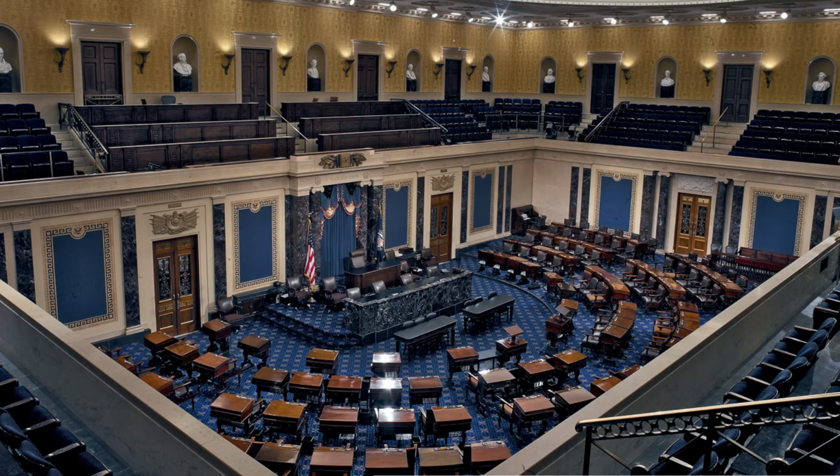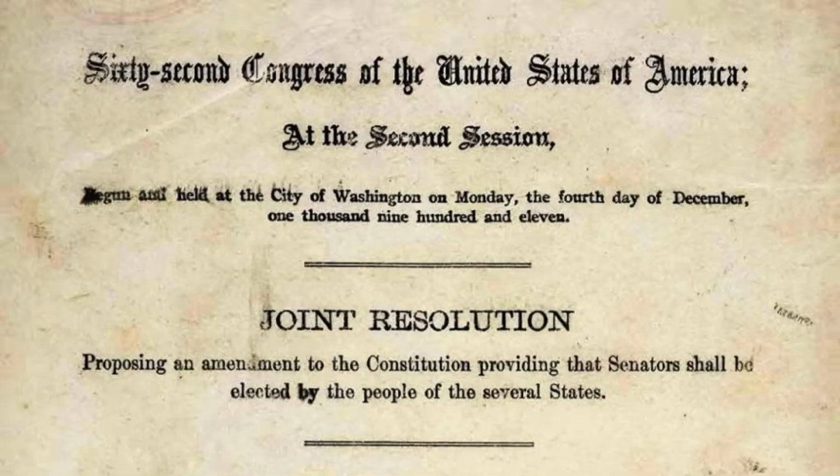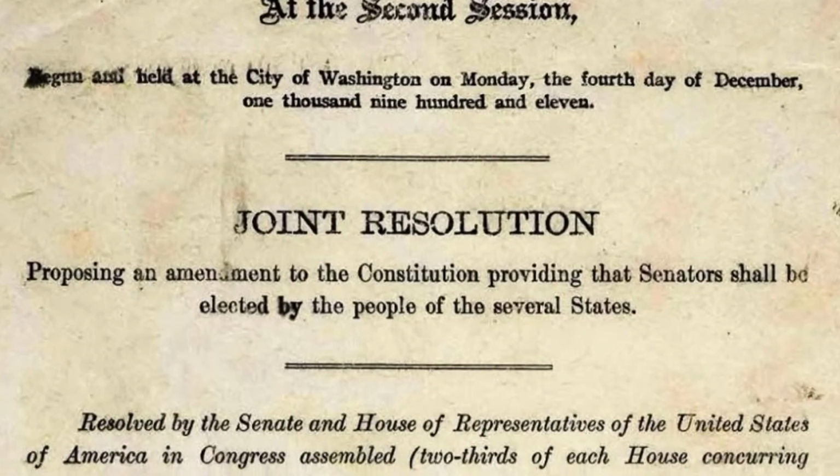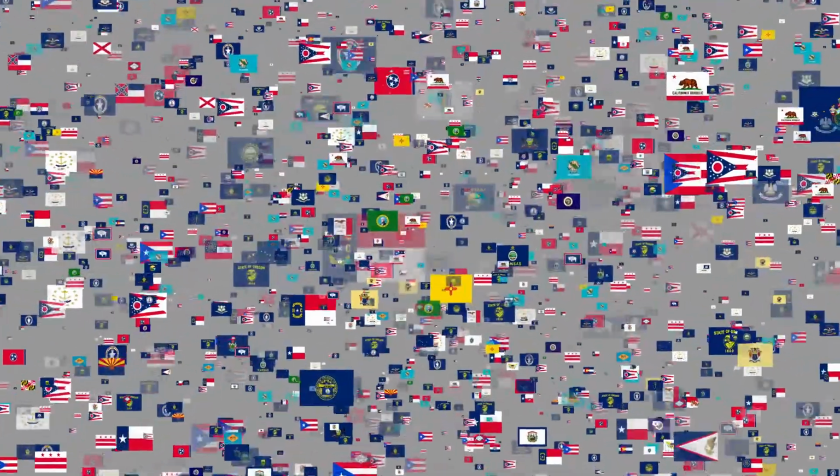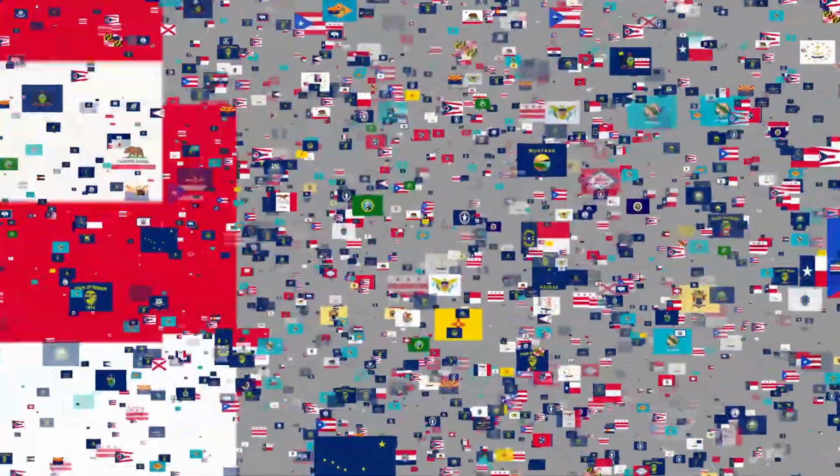The Senate, on the other hand, provides equal representation for each state, 2 senators per state, who were originally chosen by state legislatures, but following the 17th Amendment, are now elected by the people of each state. This structure was a compromise between large and small states, balancing population-based and state-based representation.